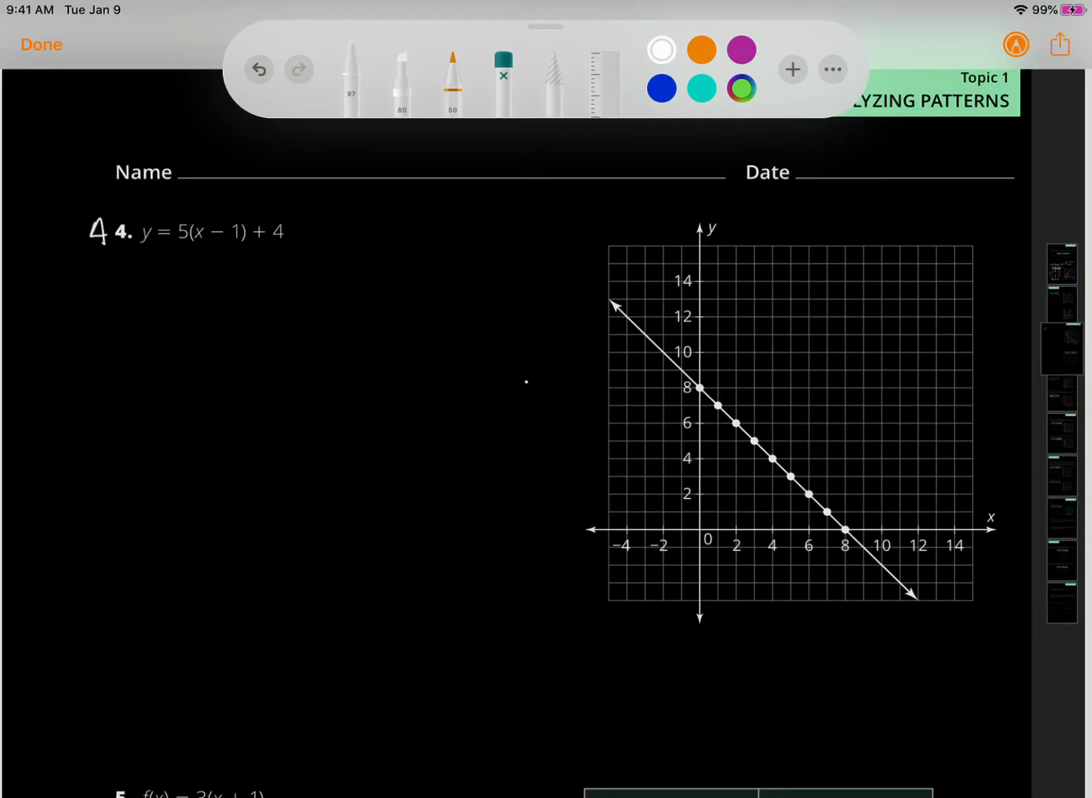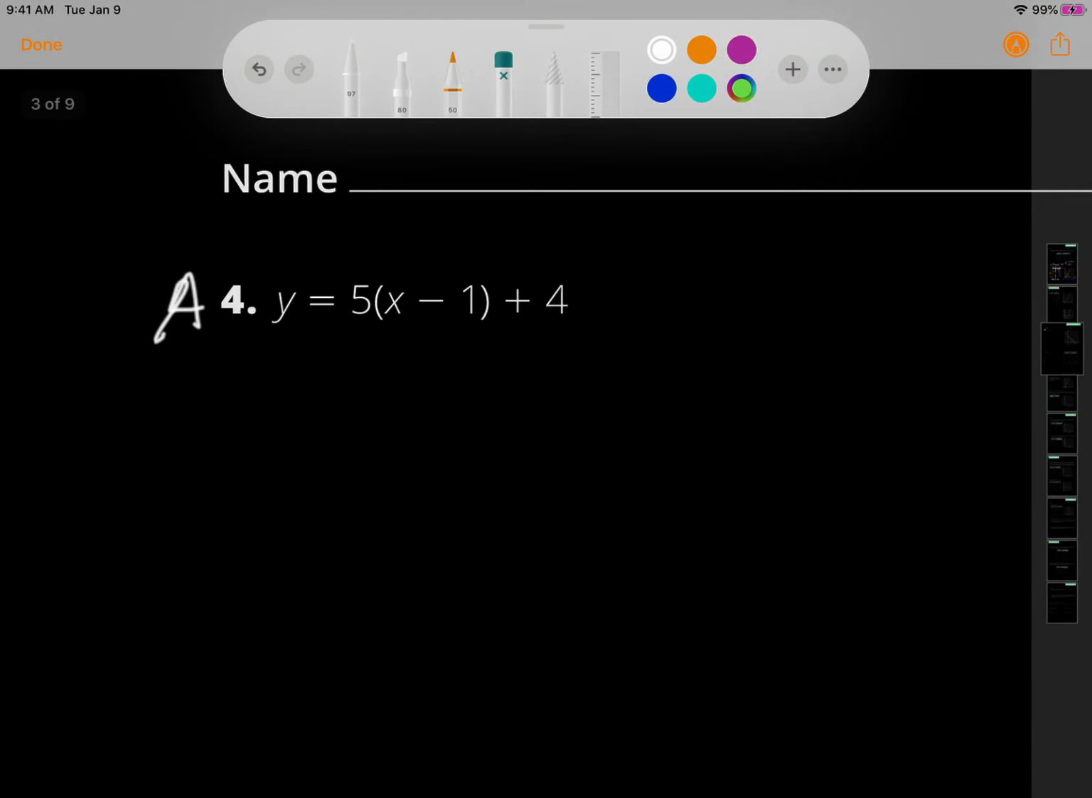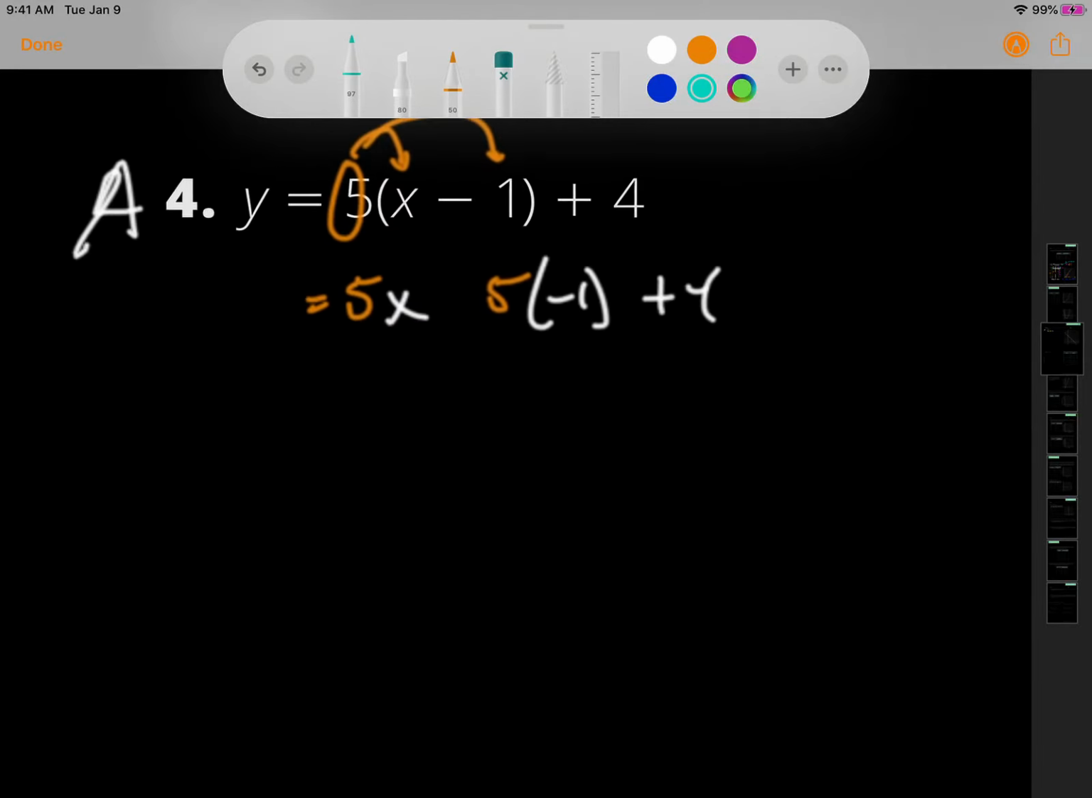All right, let's go over question number A4. A4. And we're trying to figure out, are these the same thing? So something over here is I recognize that there is no power of 2, but let's go ahead and I can distribute this. So I'm going to get 5 times x, and that 5 times a negative 1 plus 4. And then I'm just going to simplify this.